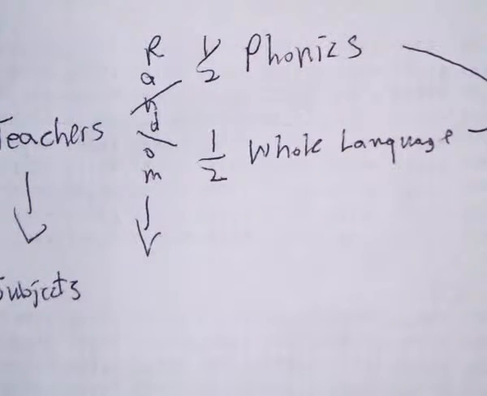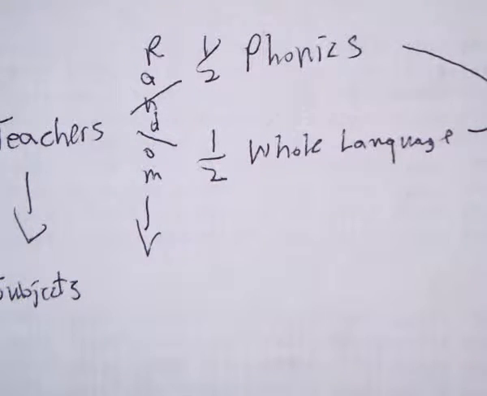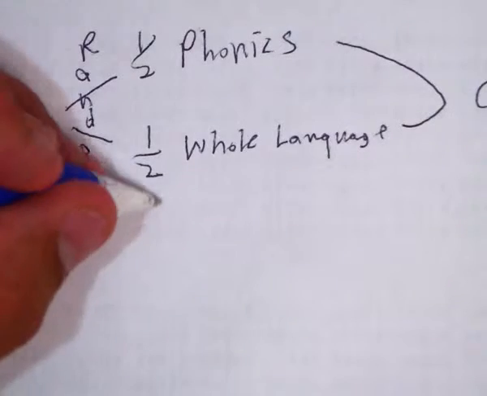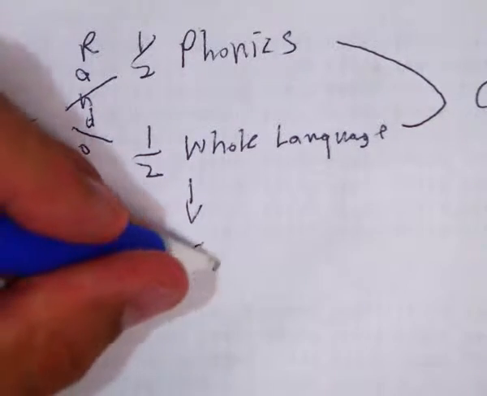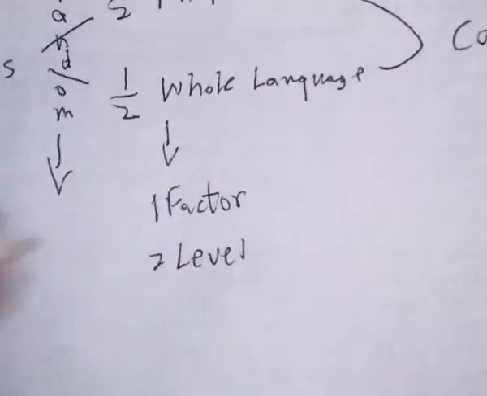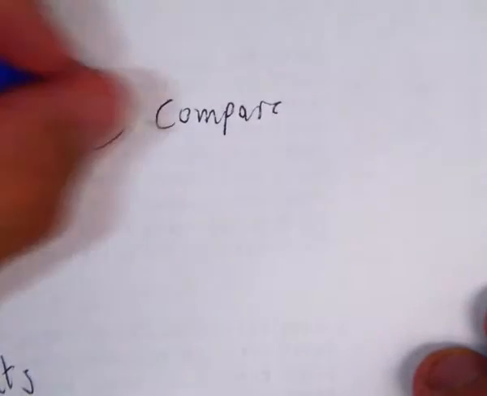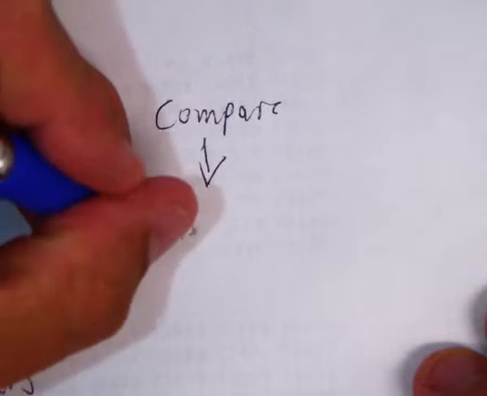How do you randomly assign them? You can basically take all the teachers in your building and give them a number from 1 to 4. And the first 2 that get selected take phonics, the second 2 take whole language. Okay? There's one factor, that's the reading program. There's 2 levels, phonics and whole language, so there's 2 treatments. And then how would you evaluate? Well, you would look at student results and compare.